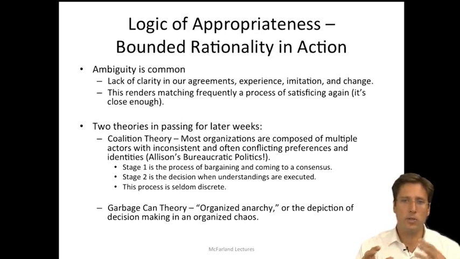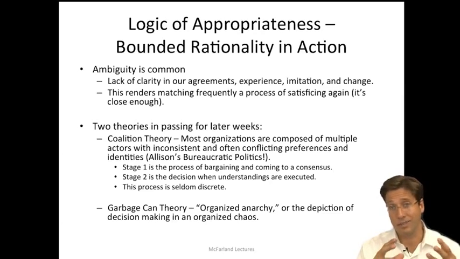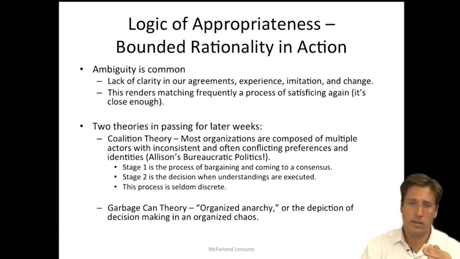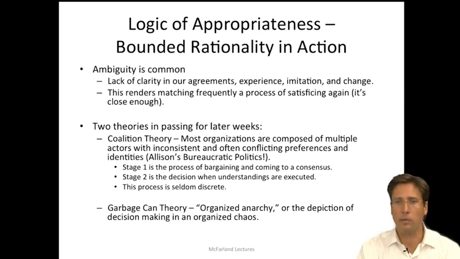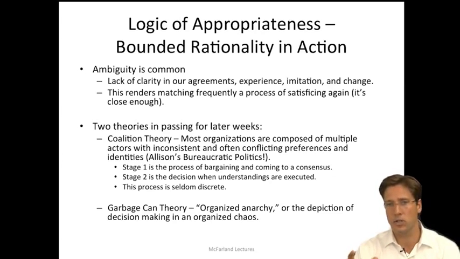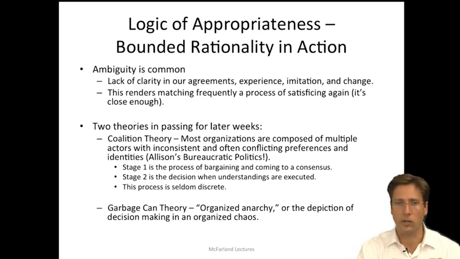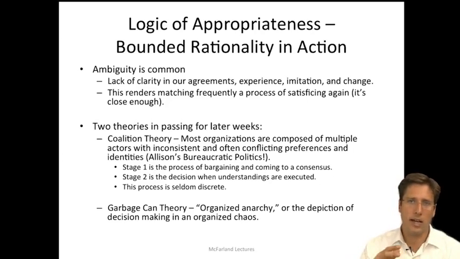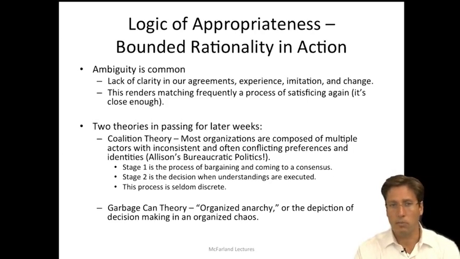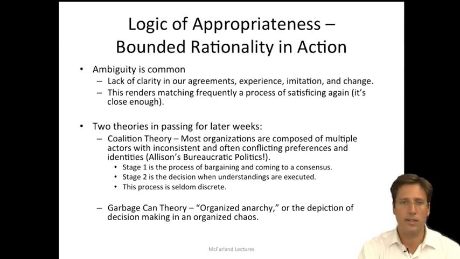March suggests a two-stage decision model is often depicted, and inaccurately so. Stage one is a process of bargaining and coming to consensus, and stage two is the decision when understandings are executed. Unfortunately, these stages aren't really discrete. They're mini compounding decision moments, and consensus waxes and wanes in the process. The setup of a system and its implementation are intertwined. Hence, the world of alliances and coalitions is not one of precision and formality, but one of informal, loose understandings and expectations.